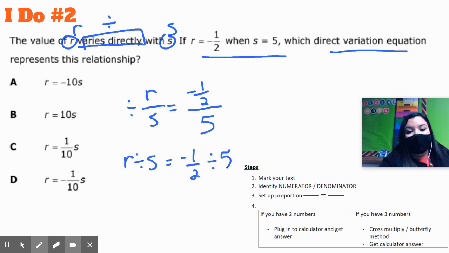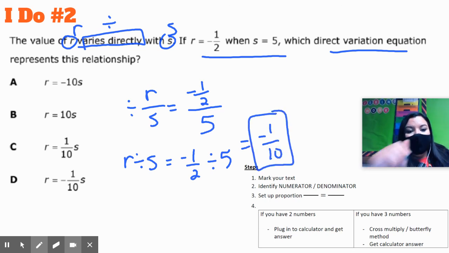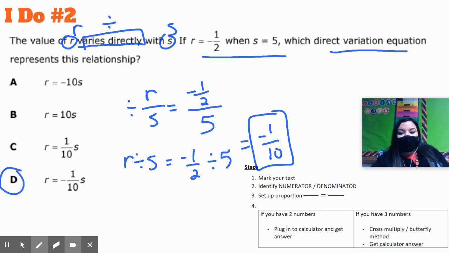So in the bottom, again, what I just wrote down is how I wrote it down on Desmos. And so that gave me -1/10. And so the -1/10 is what I'm looking for in my answer choice. And so I find it here on answer choice D. So I have those two numbers, and I just plugged it into Desmos.